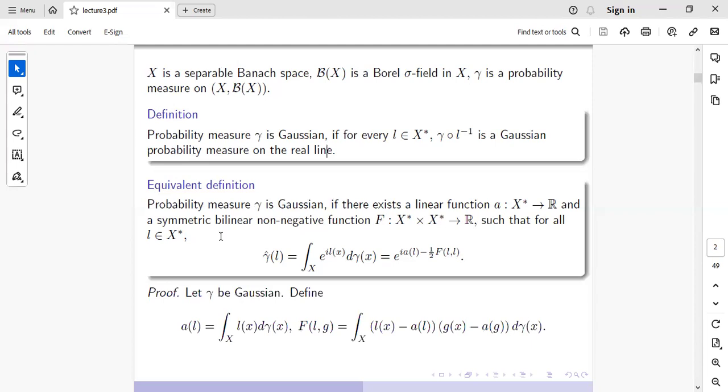Let's check this. Assume that gamma is a Gaussian measure, then we can just guess what must be A and what must be F. A(L) is just the mean value of the functional L with respect to gamma. And F(L, G) is the covariance of functionals L and G with respect to measure gamma. So we integrate the product and subtract the mean value from each function. Then, of course, A is linear, F is symmetric, bilinear, and non-negative. Actually, F(L, L) is the variance of functional L with respect to measure gamma.